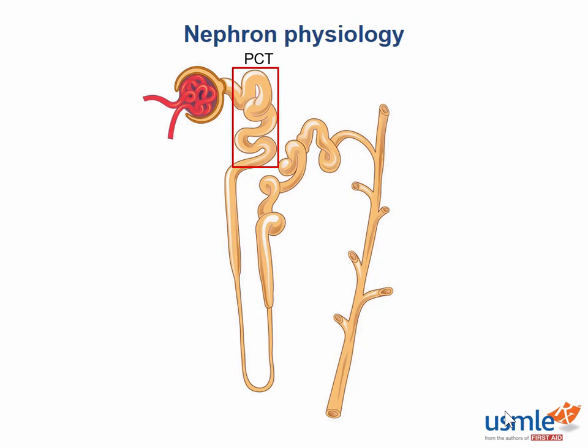Do you know what two specific molecules are almost completely reabsorbed here? That's right, glucose and amino acids. The proximal convoluted tubule is also the only portion of the nephron to contain a brush border similar to the one seen in the small intestine. Its purpose here is to increase the surface area and absorptive capacity of this part of the nephron.